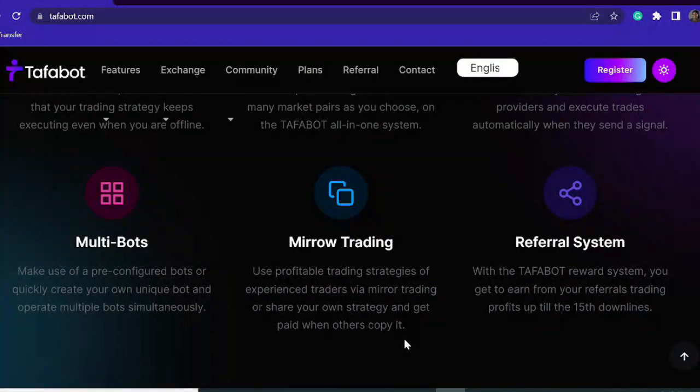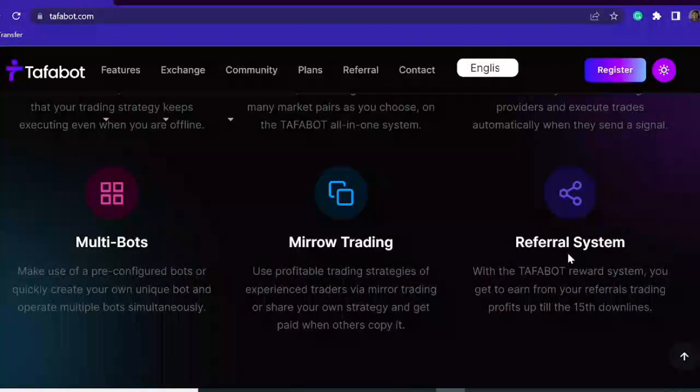We're going to look at the PDF and see what they have to say further about this overview. We're actually here on the website to have an overview of what this Tafabot is before we get into the PDF, where I'm going to show you more details about what they're talking about here.